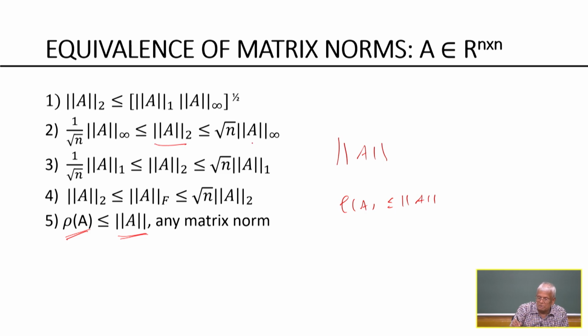The 2 norm can be bounded above and below by the infinity norm. The 2 norm can be bounded above and below by the 1 norm, and the Frobenius norm can be bounded by the 2 norm. So what does this mean? If you prove a result for any one particular norm, I can translate the result to any other norm. That's the beauty. So choose whichever norm helps you make the proof.